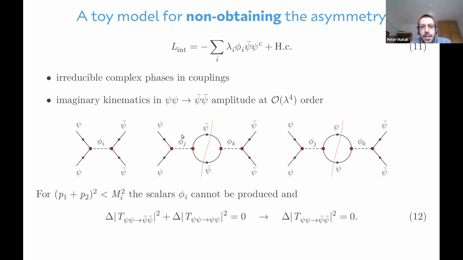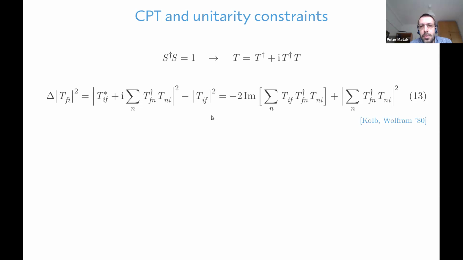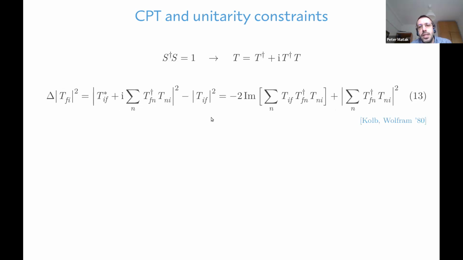Okay, so still there must be some other condition to be added to get a CP asymmetric process in theory. And briefly speaking, it is that for a given initial state, you need at least 2 possible final states to be kinematically allowed to get a non-zero asymmetry. Okay, so how to represent this in a more clear and perhaps diagrammatic way, such that we can track the cancellations of the diagrams? And at least at the leading order, it can be done rather straightforwardly.